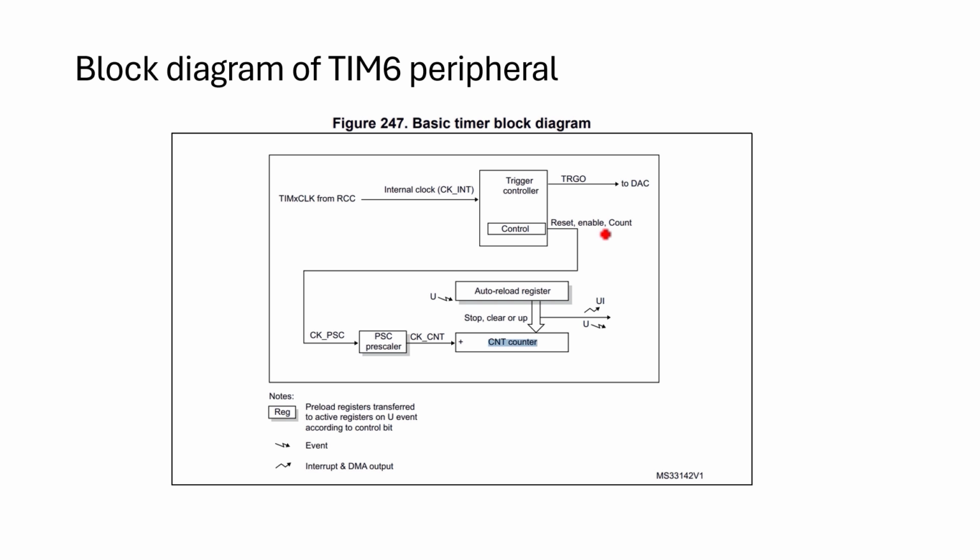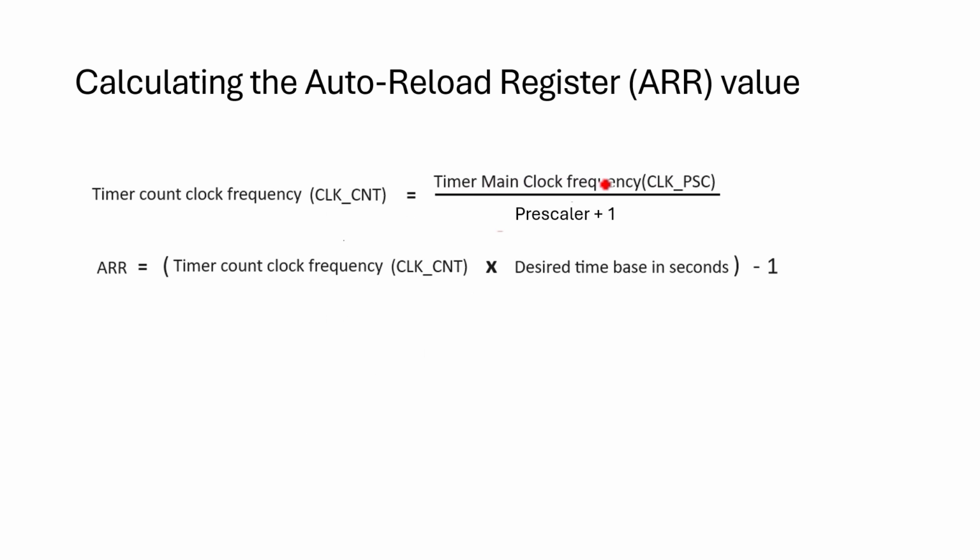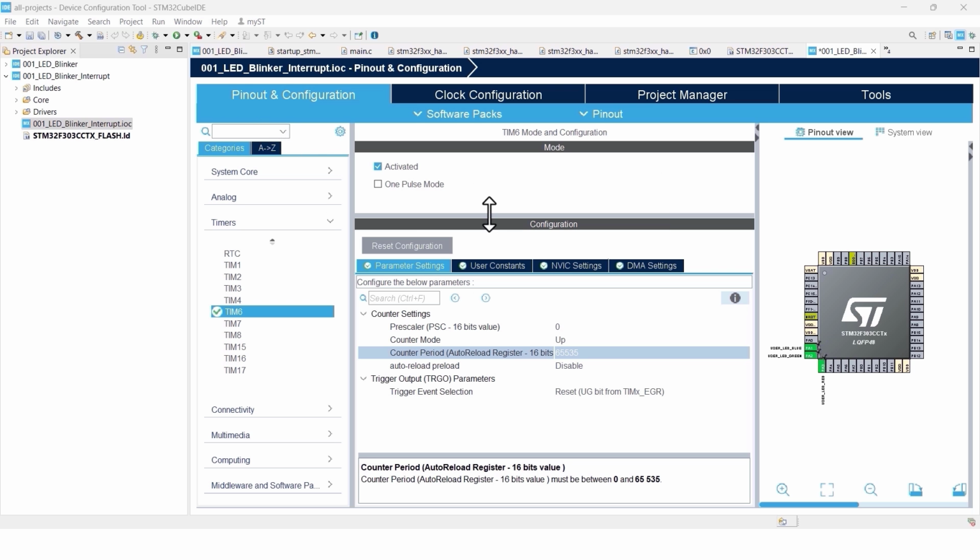If you check the block diagram, this is the clock count and this is the main clock frequency, which is directly coming from the RCC block of the microcontroller. And this prescaler is by default 1. So this is equal to this clock. Now, what is the main clock frequency in our project? Let's find out. Now I'm in the project. Let's find out what is the main clock frequency that is applied to the timer peripheral, that is timer 6. For that, go to the clock configuration.